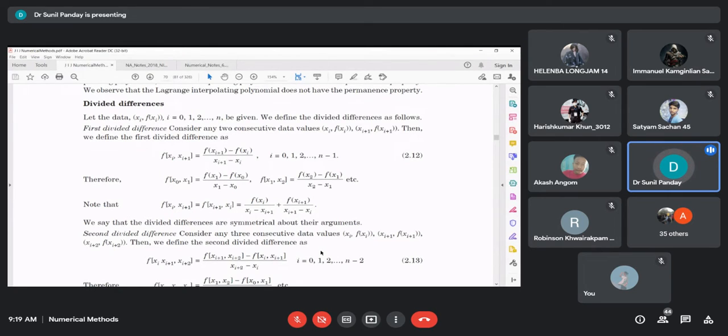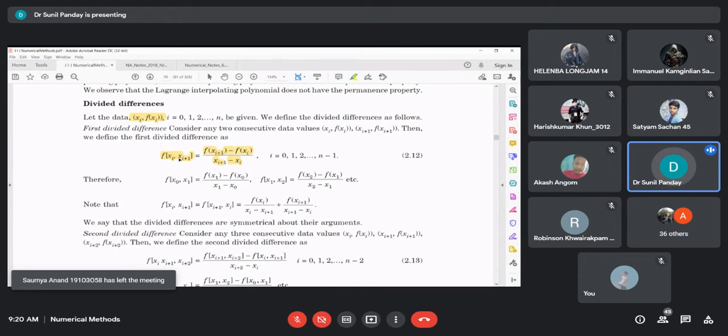So the divided difference: we have the data xi, f of xi, that is, n plus 1 data points, and we define the divided difference as follows, for two values xi and xi plus 1: f of xi plus 1 minus f of xi divided by xi plus 1 minus xi. So this is our first order divided difference. This notation contains only two arguments, xi and xi plus 1, so it is first order.